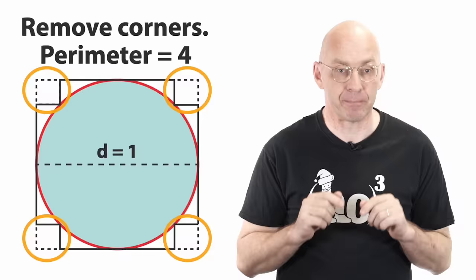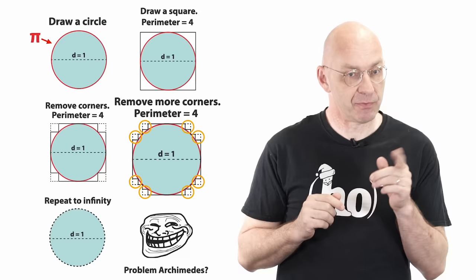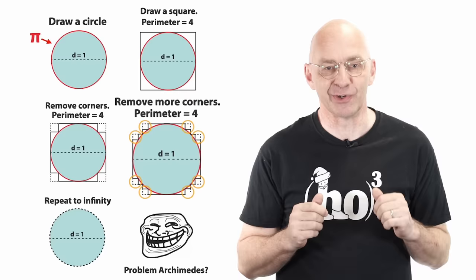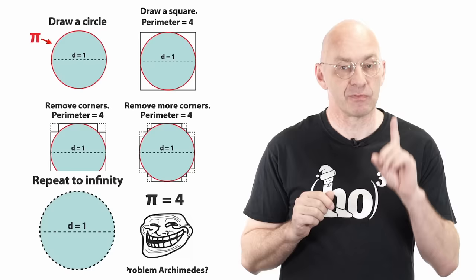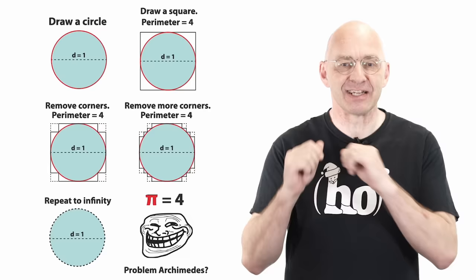Now, in the same way, cut off all the corners of the new shape. As before, the perimeter stays unchanged. It's still 4. Cool. If we keep doing this, the perimeter will always be 4. At the same time, our zigzag curves will turn into the circle. We conclude that the perimeter of the circle is equal to 4. In other words, pi is equal to 4. Very weird and wonderful. Have you seen this problem before?